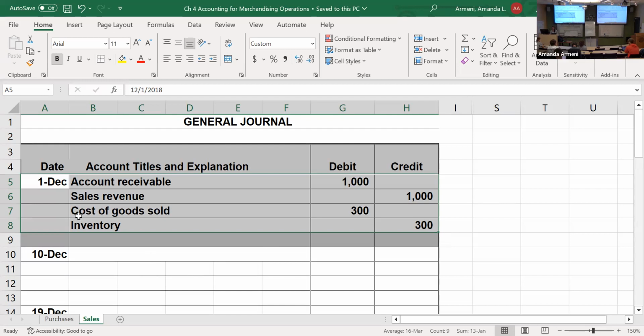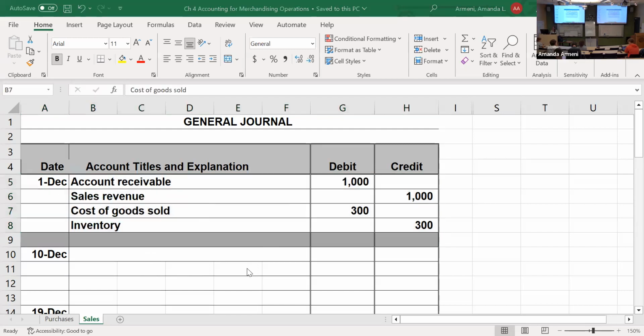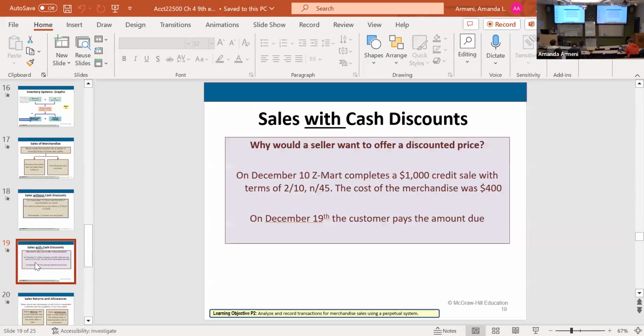So let's add some layers onto our understanding of accounting for the sale of these inventory items. Remember in the purchase example, we got a discount. We didn't have to pay a little bit because we gave them our money early. We can also give our customers a discount. We can give our customers a discount on the goods that we just sold to them, okay?